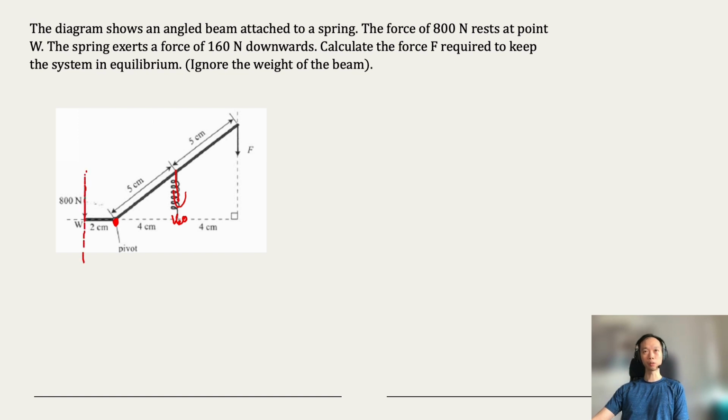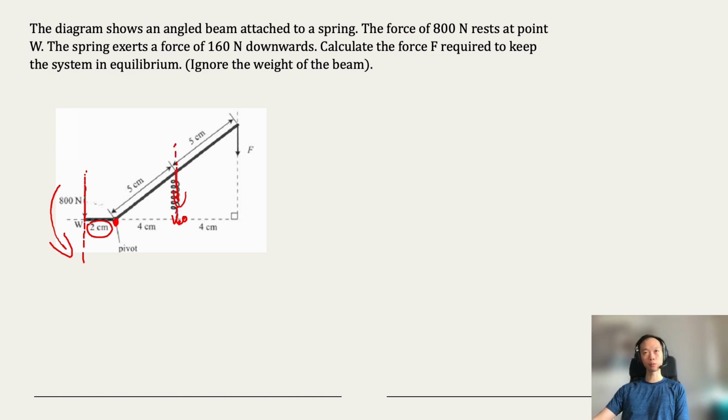So this 800 Newton force, the line of action is here. And so you can see that the shortest distance from the pivot to the line of action will be the 2 cm. Okay, and this force acting downwards on the left is going to cause an anti-clockwise rotation, right? Then next we have this spring force.